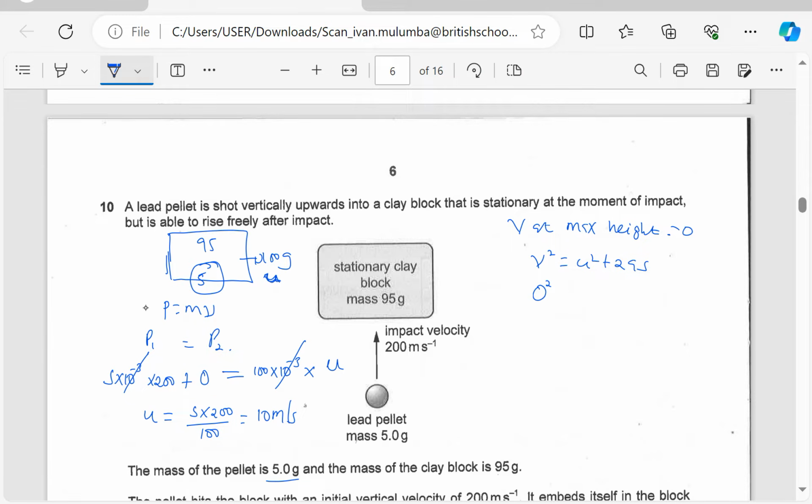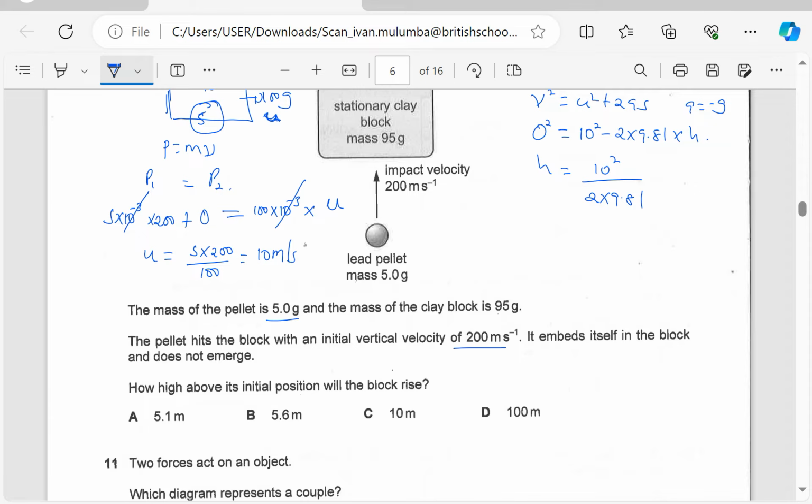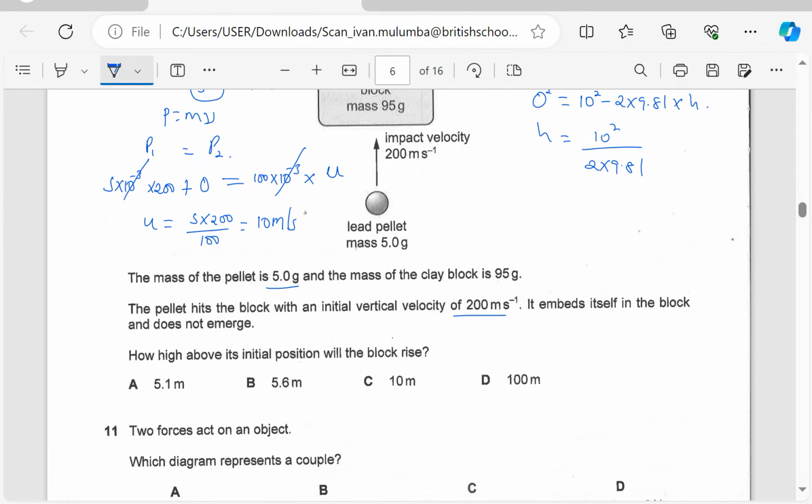So 0 squared equals the initial velocity squared, which is 10 squared. Because it's moving against gravity, the acceleration will be equal to negative g. So this will be minus 2 times 9.81, then times the height h. So h is going to be equal to 10 squared divided by 2 times 9.81. So 100 divided by 20, I think the answer is approximately 5 point something.